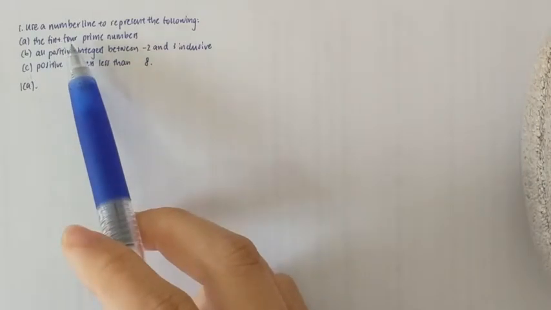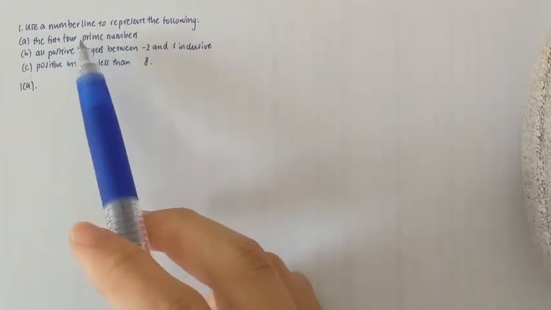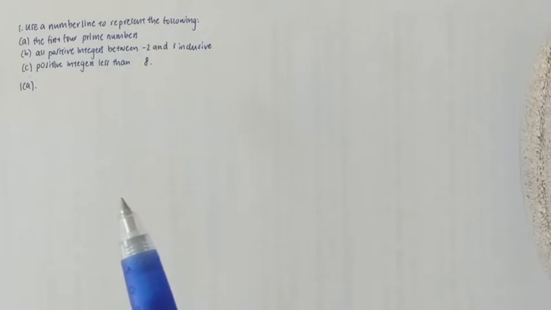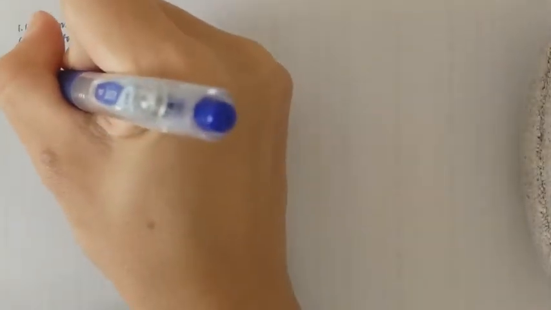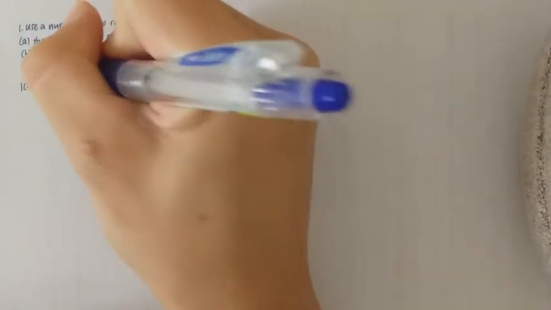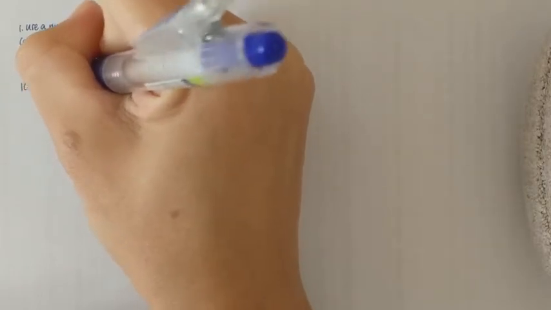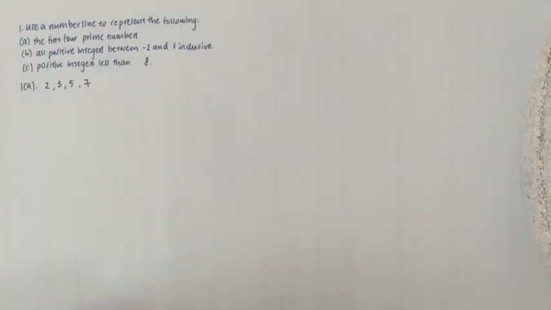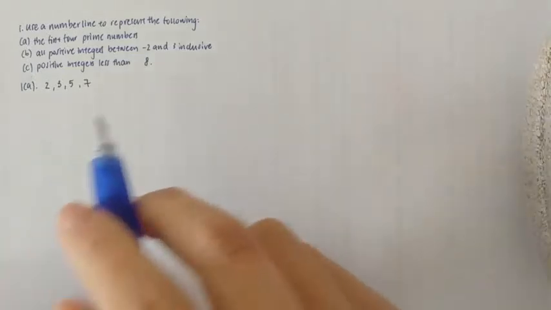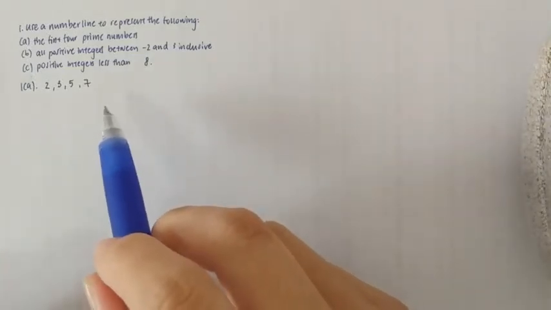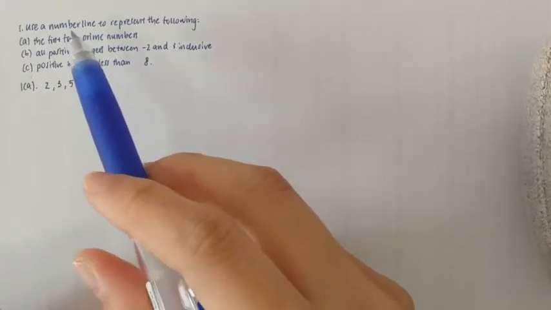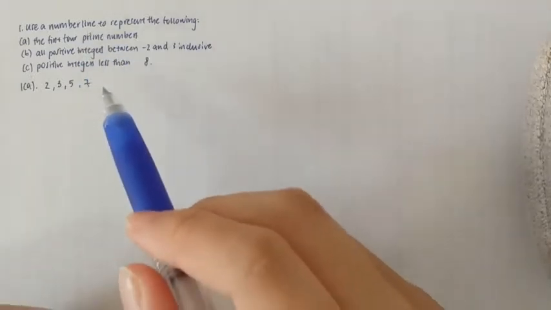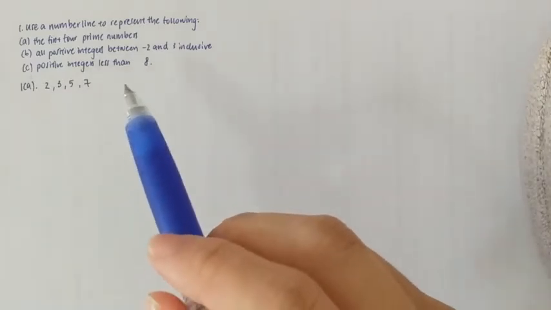So let us start with question 1A. We have to use a number line to represent the first 4 prime numbers. So can we list out the first 4 prime numbers? That will be easy, right? So it's just 2, 3, 5, 7. Are we done with our answer? No, they did not tell us to list out the first 4 prime numbers. They told us to use a number line to represent these 4 numbers or these 4 integers.